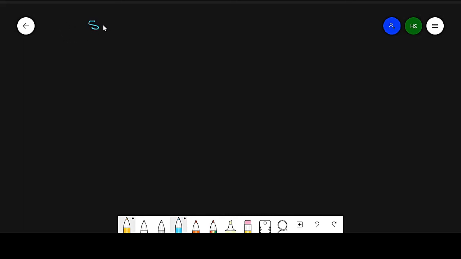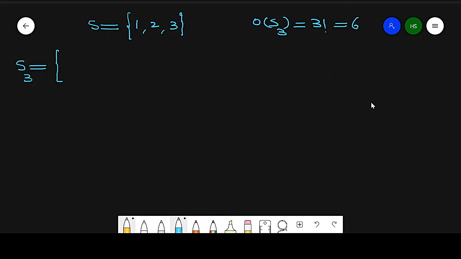So this is a set S. Its elements are 1, 2 and 3. If these elements are 1, 2 and 3, so what is the permutation? This permutation can be written as S3. So its number of elements will be 6, 3 factorial. So the order of the permutation group S3 will be 3 factorial. So it will be 6.